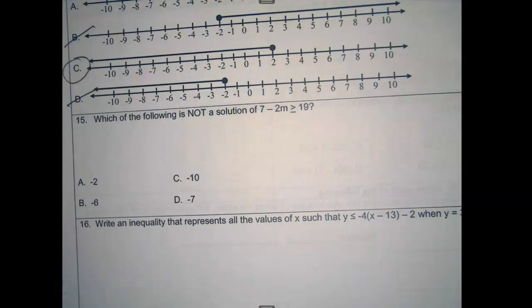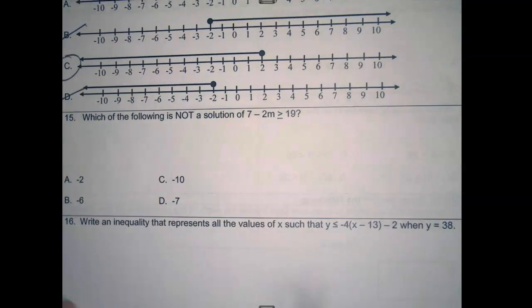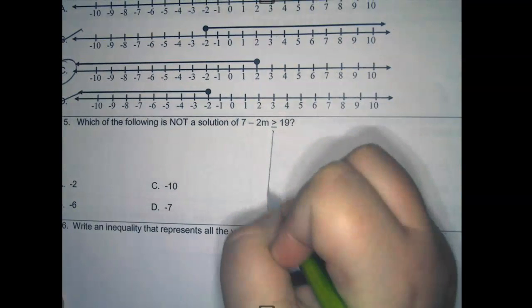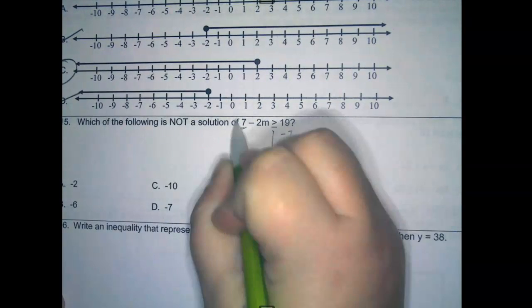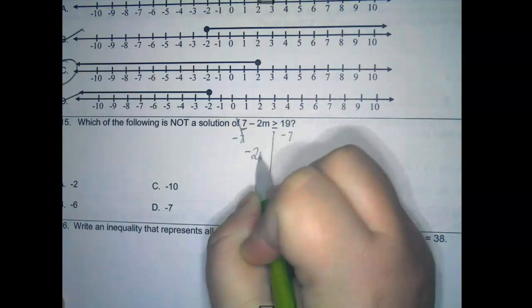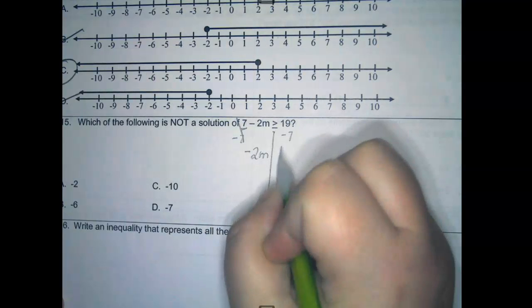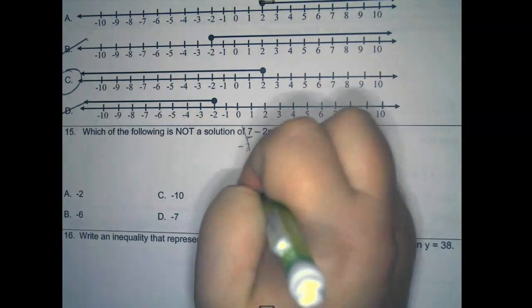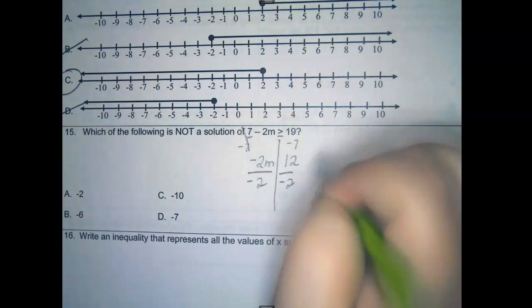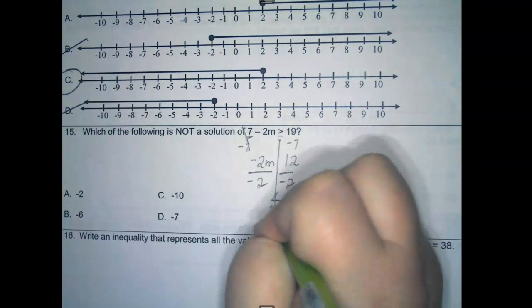Let's go down to 15. Which of the following is not a solution? So in order to know what's not a solution, I need to solve it. I have a +7, so I'm going to subtract the 7, leaving me with -2m. Anytime I have a negative coefficient, so that's a -2, I know that I'm eventually going to have to divide by a negative. Alarms, bells. So I'm going to flip it.